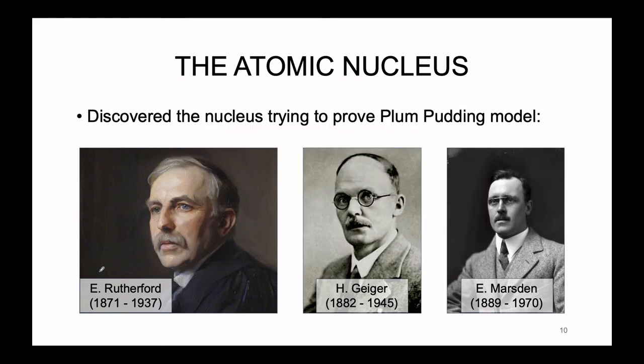But he was working in science. He was a physicist by trade, and what he decided to do was try to prove his friend J.J. Thomson's Plum Pudding model correct. So he designed an experiment with the help, again, of his graduate students, Hans Geiger and Ernest Marsden, and in doing so, accidentally discovered what we now refer to as the atomic nucleus.